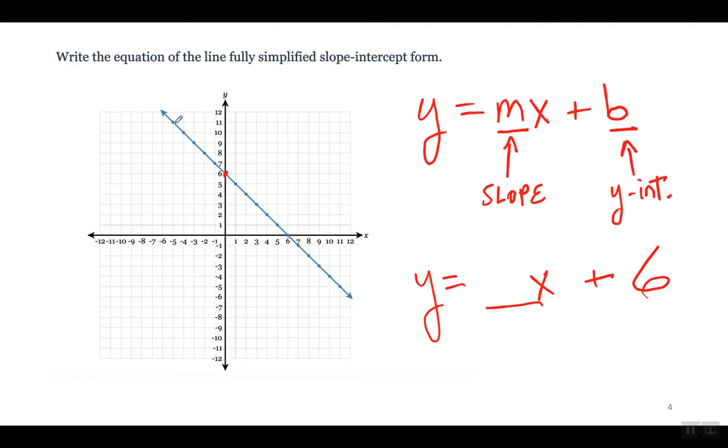As we learned last class, or we've learned in previous classes, several of them, if the line is going down from left to right, it's going down from left to right, the slope is going to be negative.